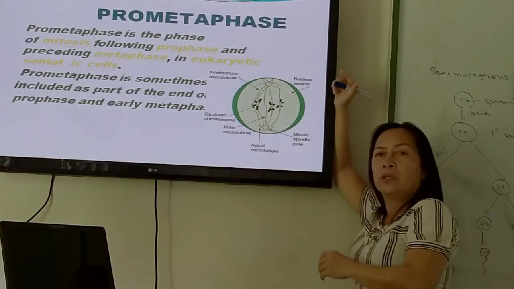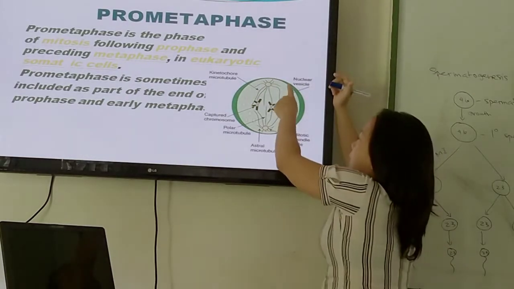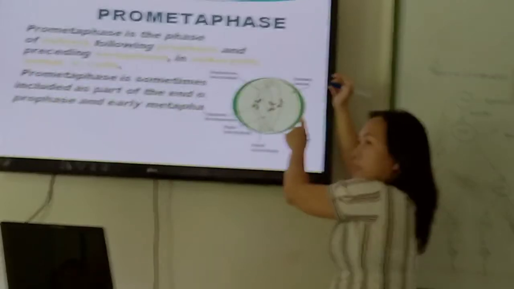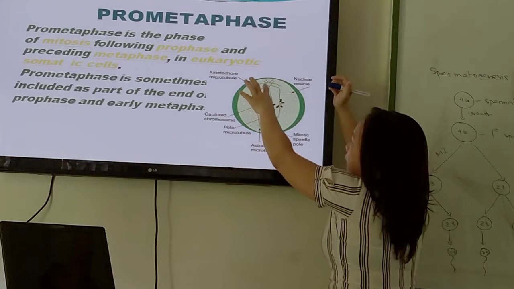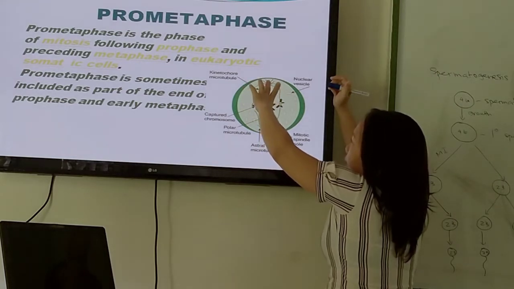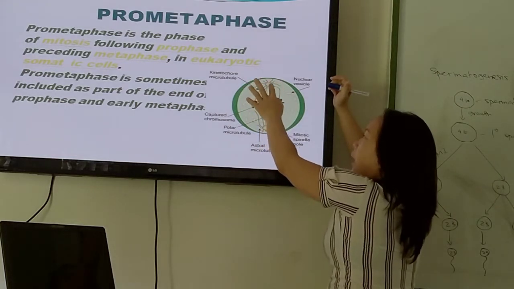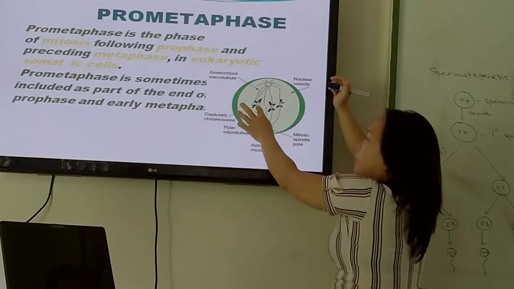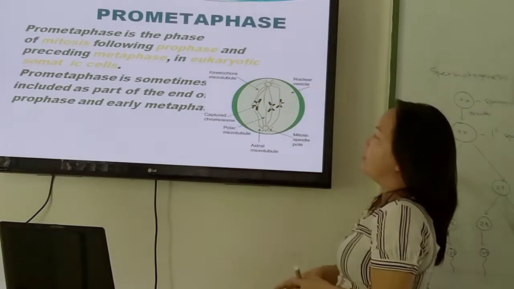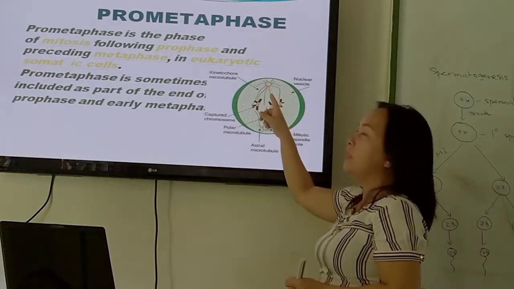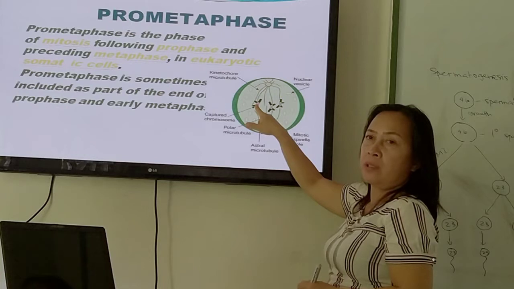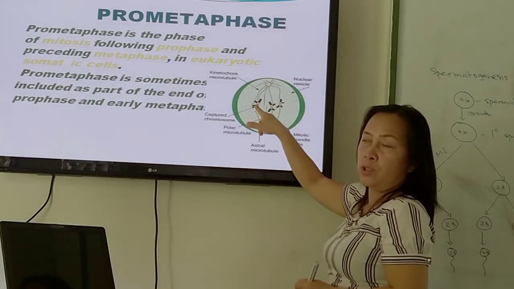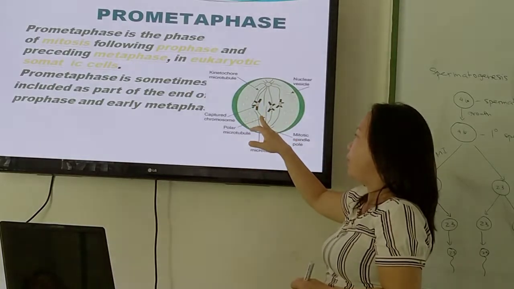Now, actually, you cannot see it anymore here. So, the nuclear envelope or the nuclear membrane is already disintegrating. When it starts to disintegrate, and these centrioles reach the opposite pole, there is already spindle fiber formation. Now, what are these spindle fibers for? These spindle fibers are necessary for the attachment of the chromosomes. So, chromosomes need to be attached.